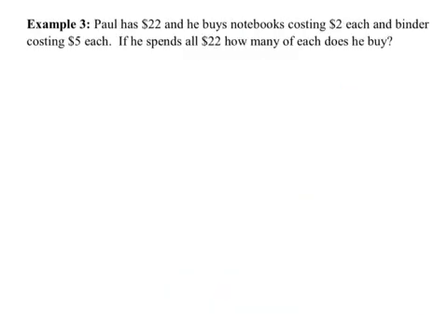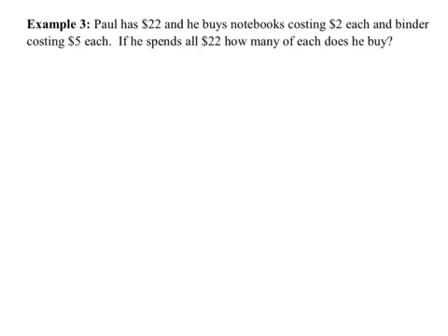Example 3, we take a look at a word problem now. It says Paul has $22, and he buys notebooks costing $2 each and a binder costing $5. If he spends all $22, how many of each does he end up buying? Well, here the issue is that the notebook must cost $2 and the binder must cost $5. So we need to think about all possible scenarios.